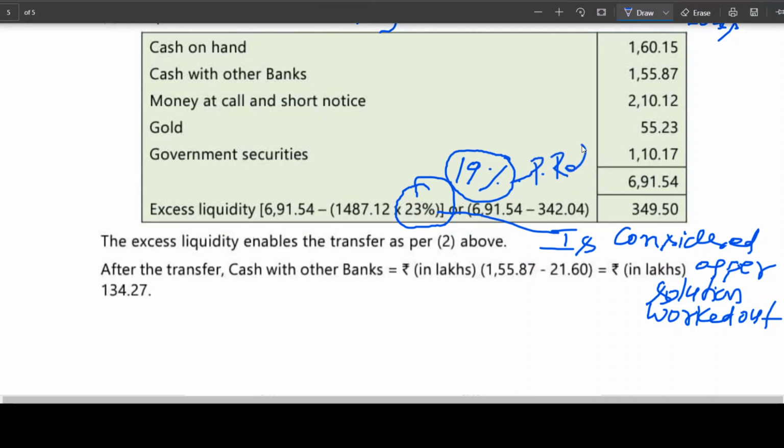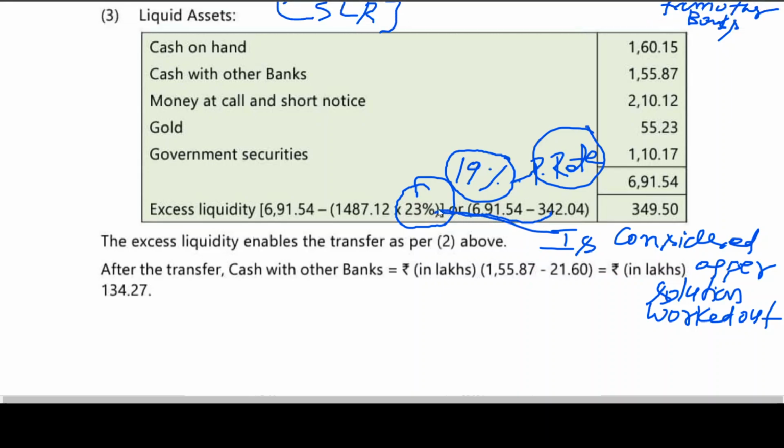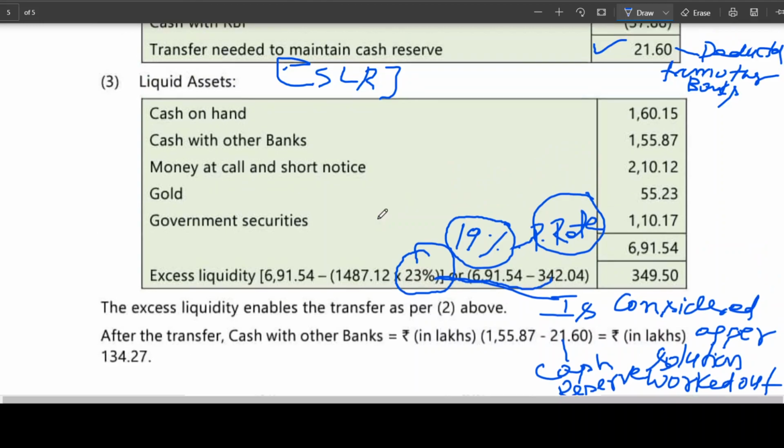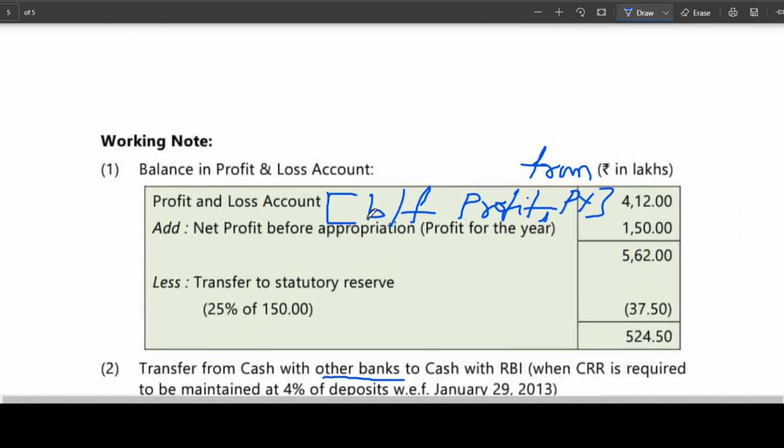This is the present rate, 9% is the present rate. But whatever amount you calculated, 342.40 has been calculated at 23%. Once you get the excess liquidity, make the transfer as per the above. After the transfer, cash with other banks: from other banks you are transferring this 21.60, which is the cash reserve. This is to be deducted from other banks and added to the RBI balance. This I have told you.